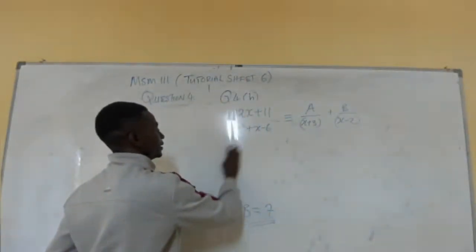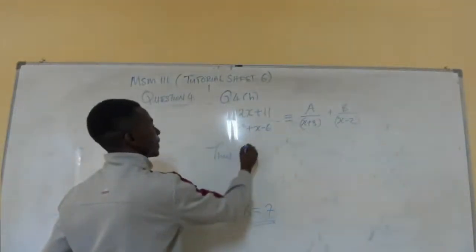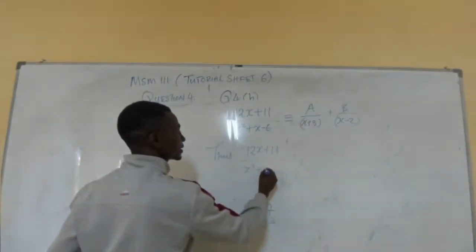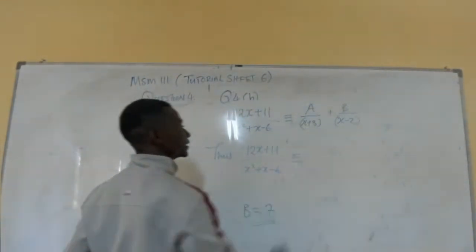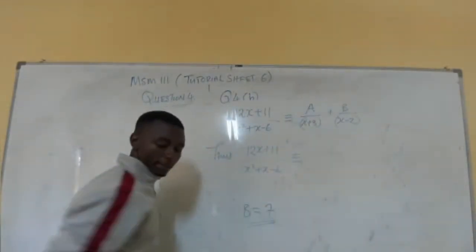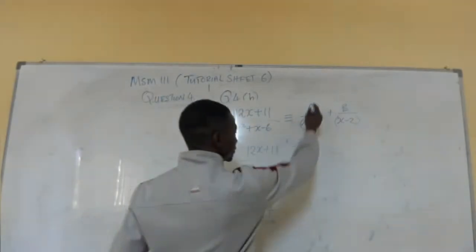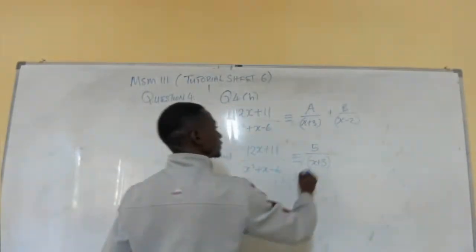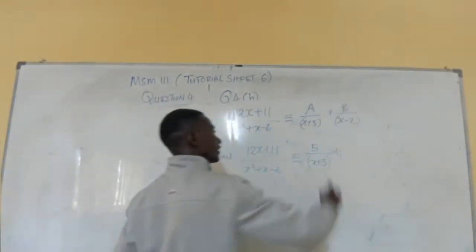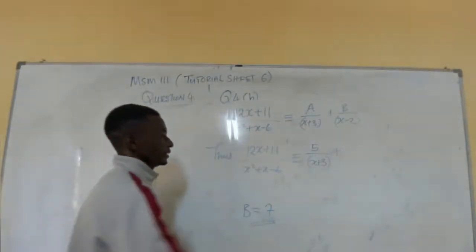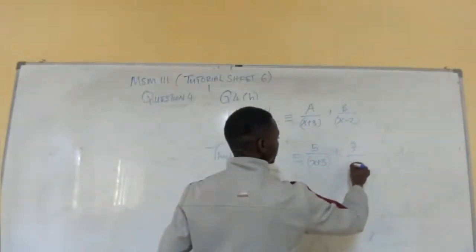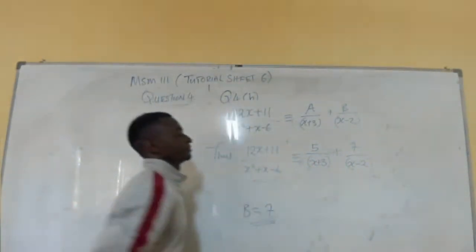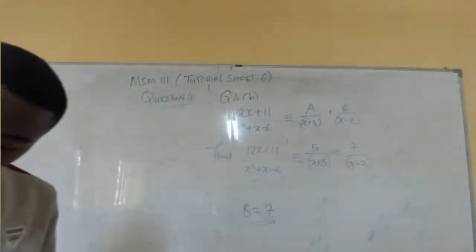Thus 12x plus 11 over x squared plus x minus 6 is equivalent to, what is the value of a? The value of a is 5, so you substitute: 5 over x plus 3, plus, what is the value of b? The value of b is 7, so 7 over x minus 2. So there we are done. That's what you're supposed to do.